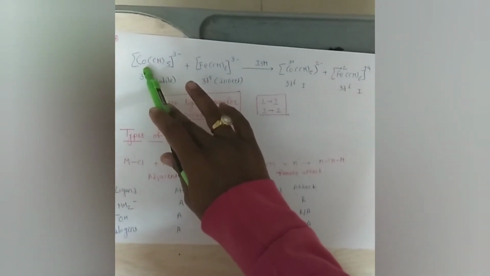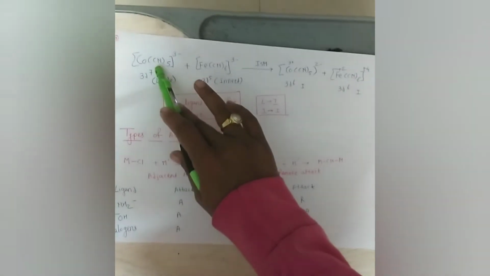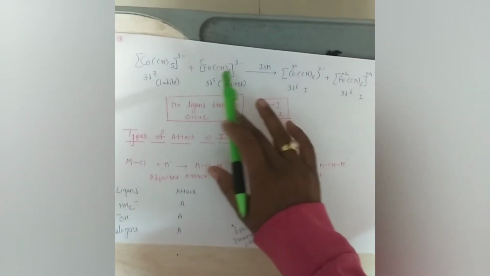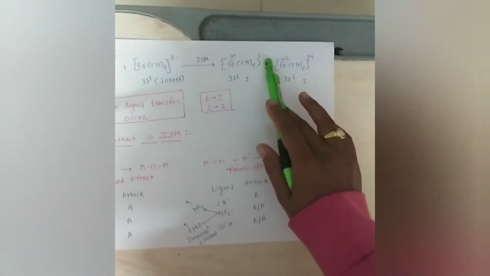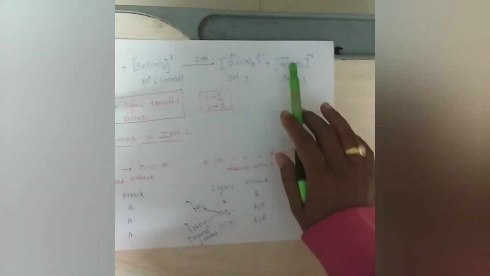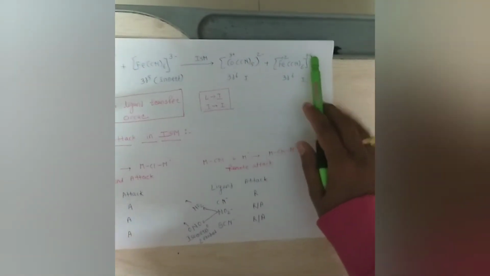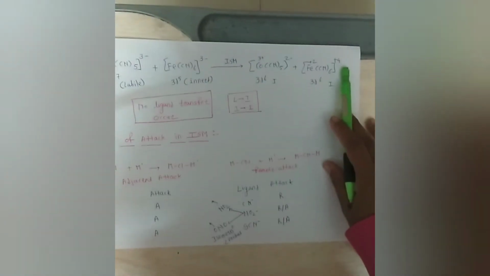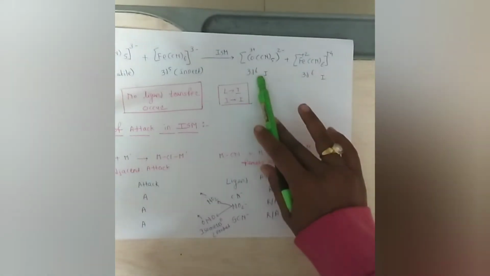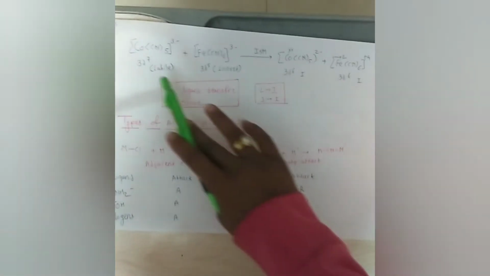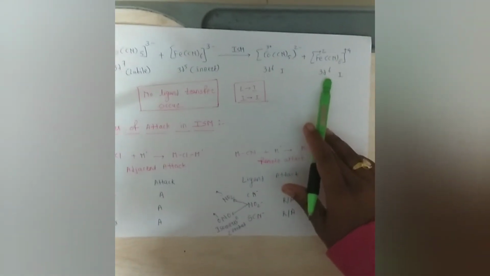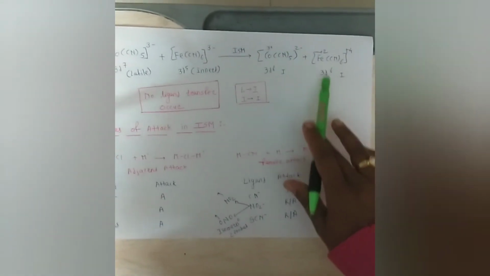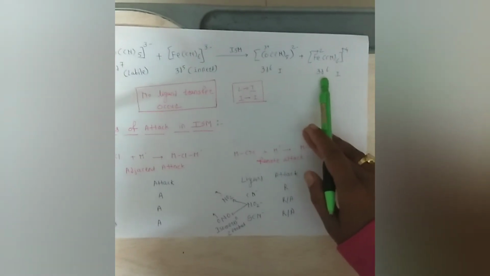Generally the electron is transferred from lower oxidation state to higher oxidation state. After transfer of electron, we are having the [Co(CN)5]2- and [Fe(CN)6] in +4 oxidation state. Here the system of cobalt is d6, at start it is d7, and after transfer of electron the system of the iron is d5, and here the system of the iron is d6.